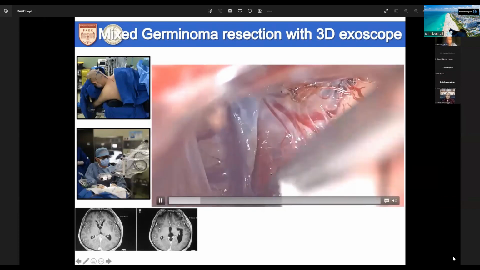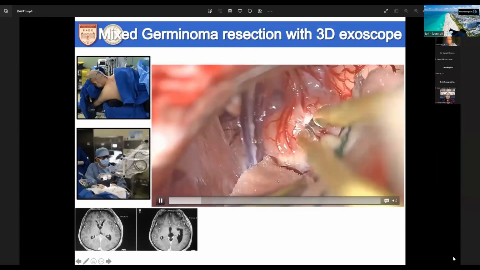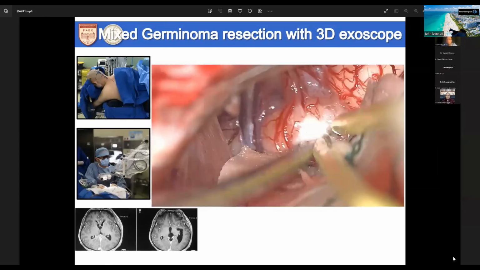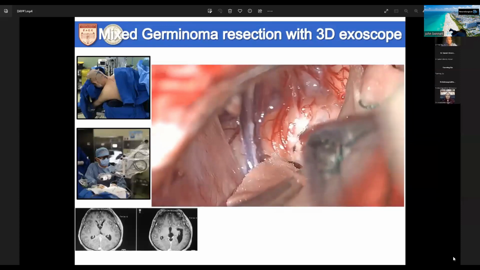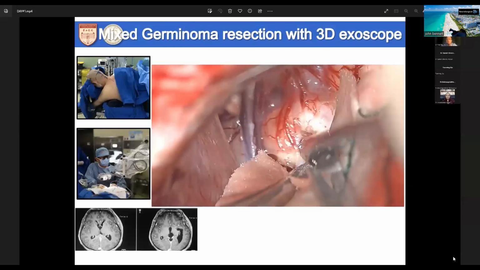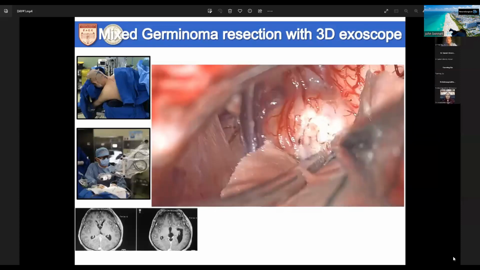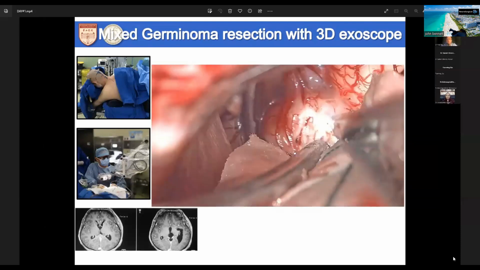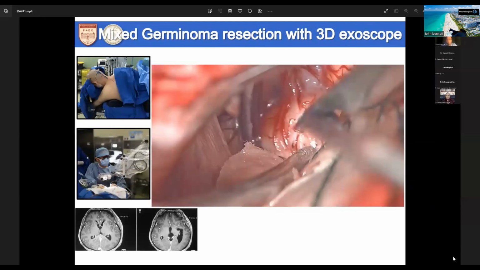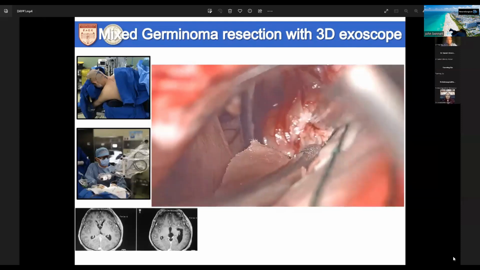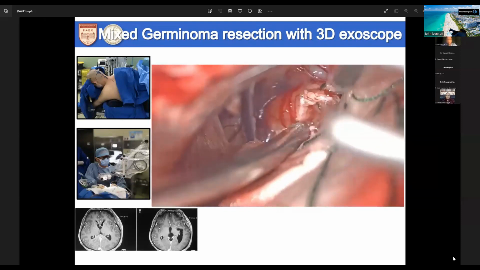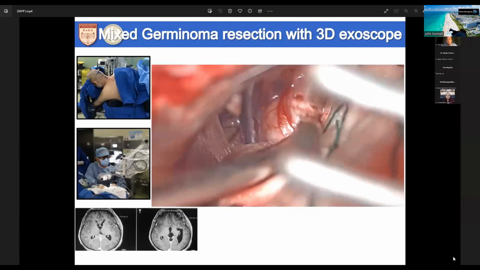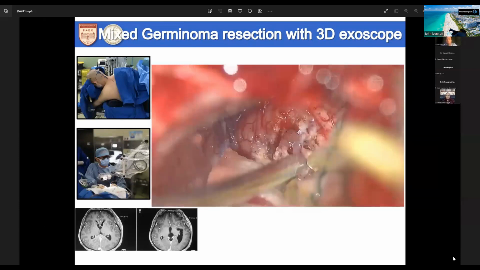You can see here, because of the gravity assistance, the tumor came down naturally. Without any retraction, this is also another advantage for this kind of surgery. You don't need to use retraction a lot. The veins could naturally appear from the tumors, so it would be easier to protect the veins.